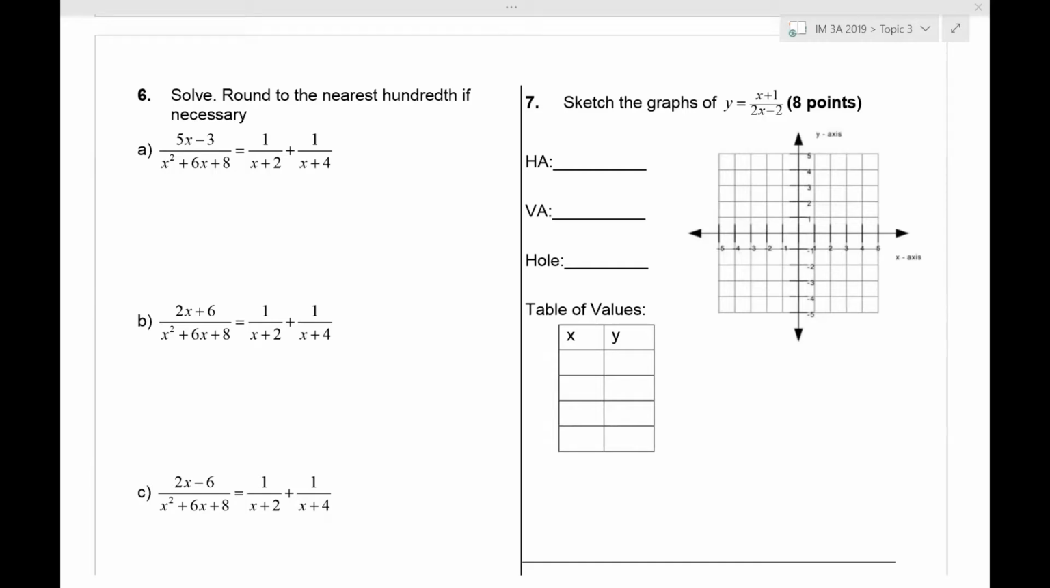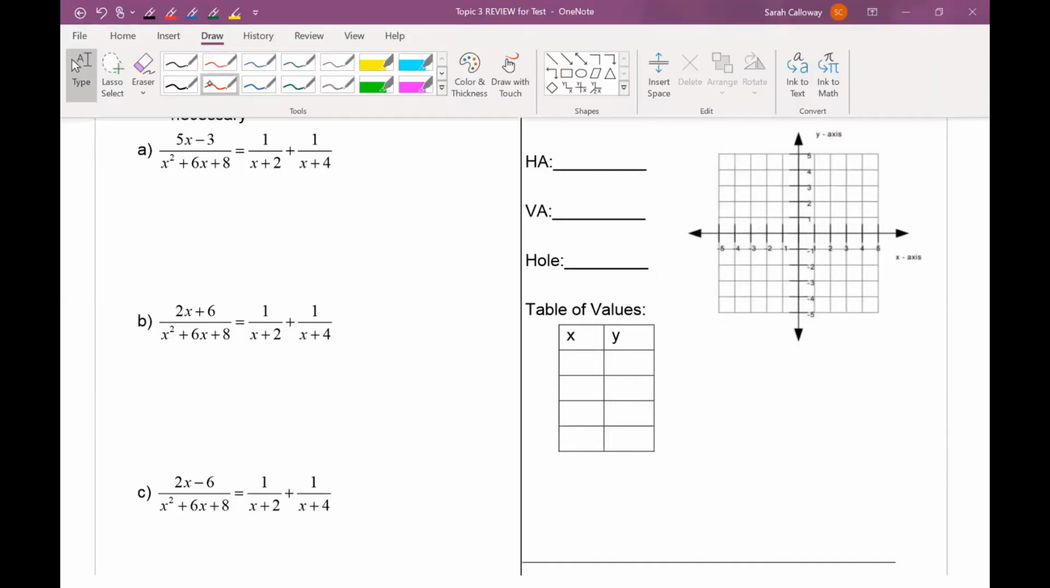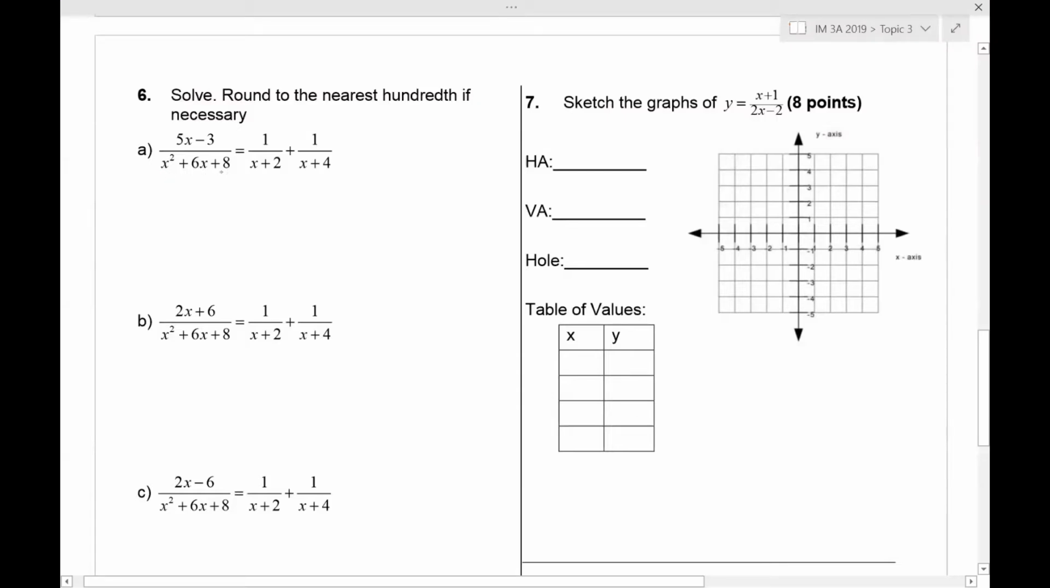So for a, we have 5x minus 3 over x squared plus 6x plus 8 equals 1 over x plus 2 times x plus 4. So what we need to do is factor the x squared plus 6x plus 8. So I need two factors, numbers that multiply to positive 8 and add to 6. And so that's going to be 4 and 2. So this factors to x plus 4 times x plus 2. And so because of that, all of these are going to factor to that as well.